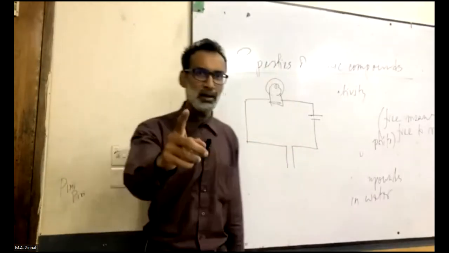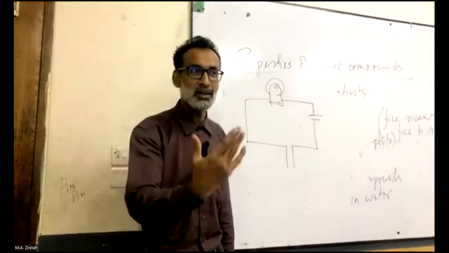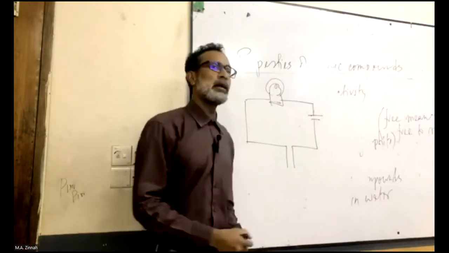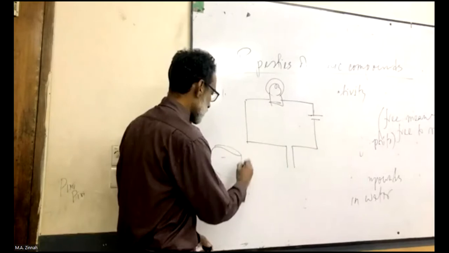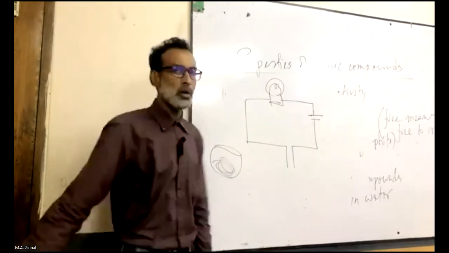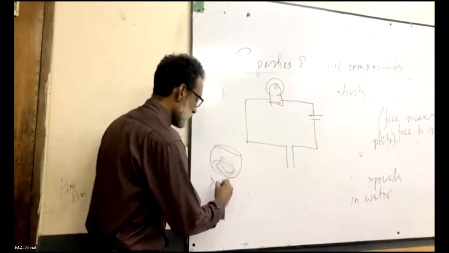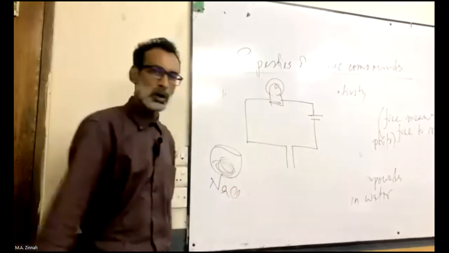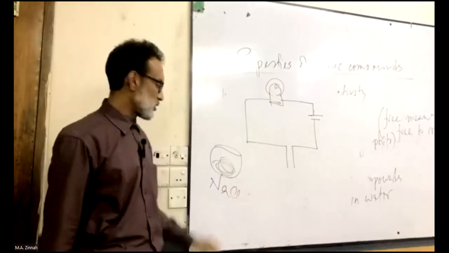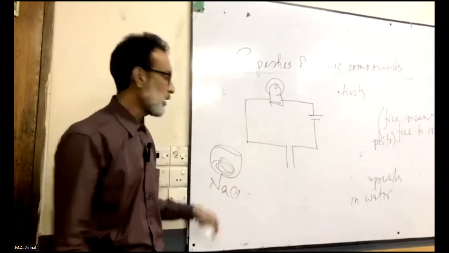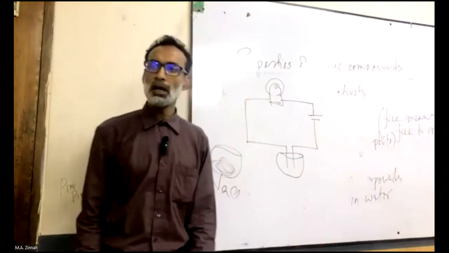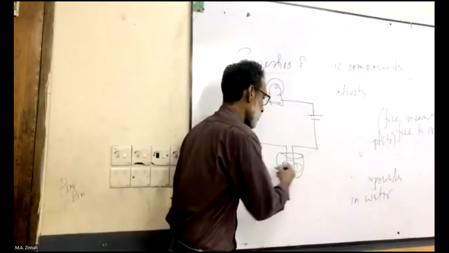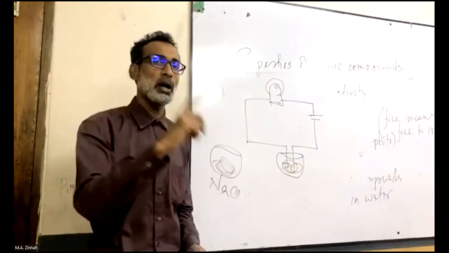So we had another thing, the ionic compound, right? In two ways we can do the experiment. First, get a container, some ionic compound, maybe sodium chloride. So solid sodium chloride here, okay? And we place this here.